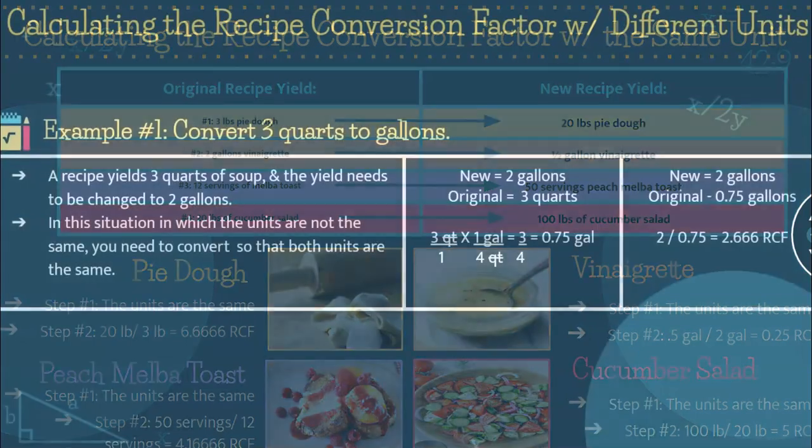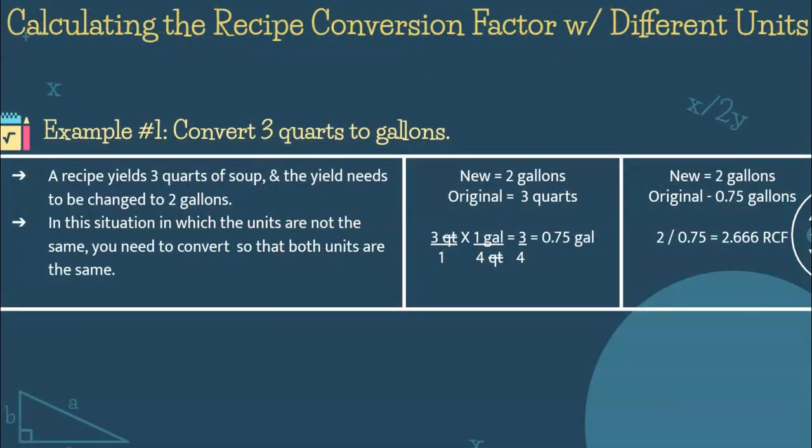Okay. All right, now what are you going to do if the units are different? So example number 1, you have 3 quarts and you need to convert it to gallons. A recipe yields 3 quarts of soup and the yield needs to be changed to 2 gallons. Okay, so in this situation, the units are not the same, so you need to convert so the units match. So you are converting it to be 2 gallons. The original is 3 quarts.